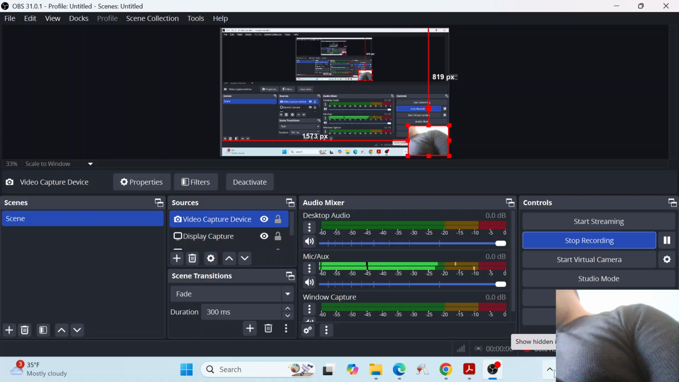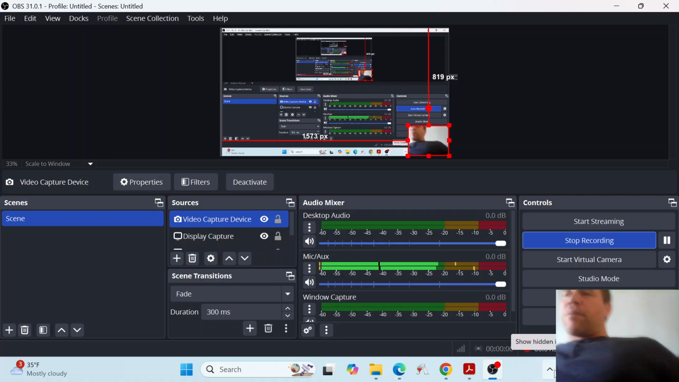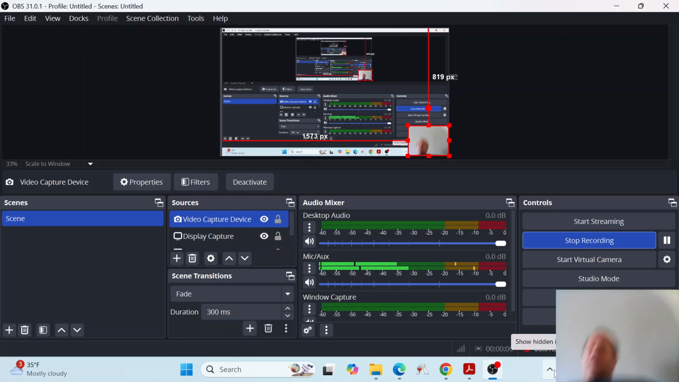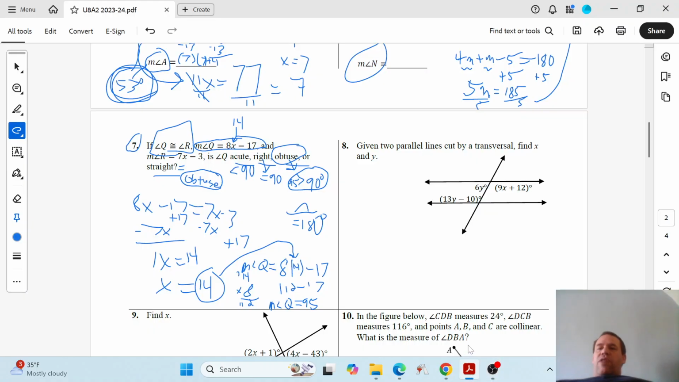Alright. So 8.2, we're learning about supplementary angles as well as complementary angles. Supplementary is 180, sorry, complementary is 90. Cool. So obtuse was number 7. Given two parallel lines cut by a transversal, find x and y.